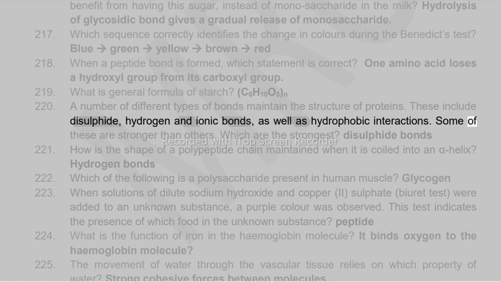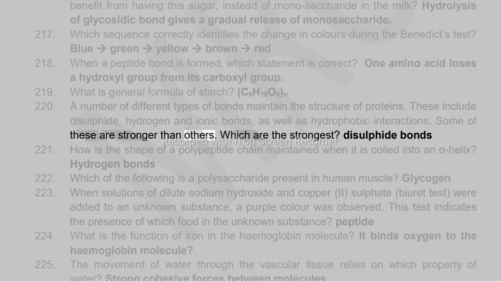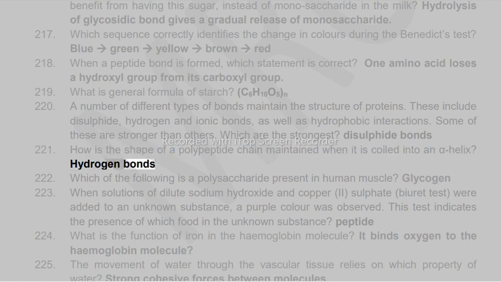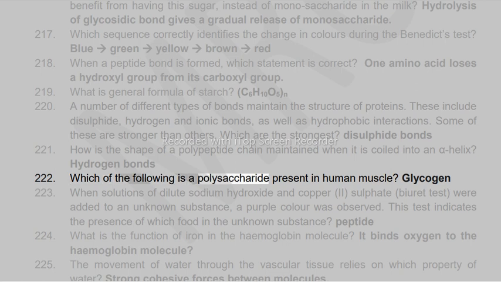Some of these are stronger than others. Which are the strongest? Disulfide bonds. 221. How is the shape of a polypeptide chain maintained when it is coiled into an alpha helix? Hydrogen bonds. 222. Which of the following is a polysaccharide present in human muscle?